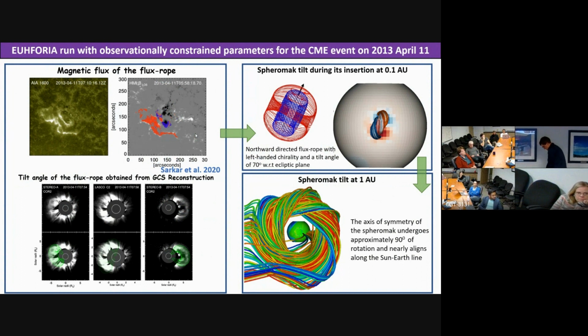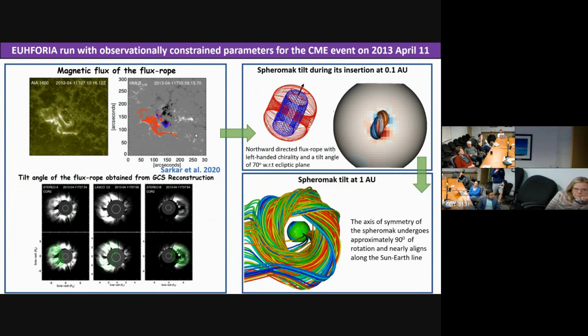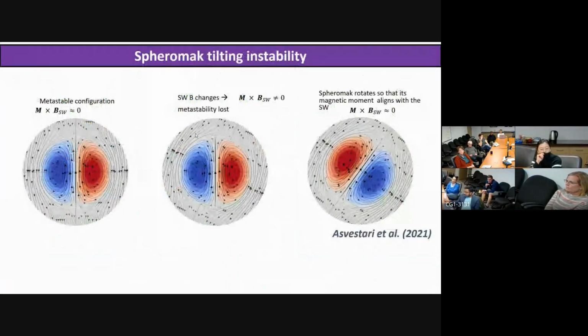So you would expect that if the twist in the spheromag changes, the rotation will be opposite? Yeah, it is opposite. Because in Eliana's study, they also changed the helicity sign, and they observed that this rotation is opposite.